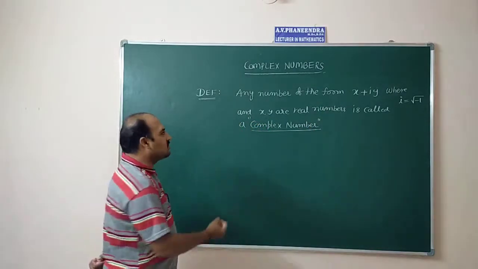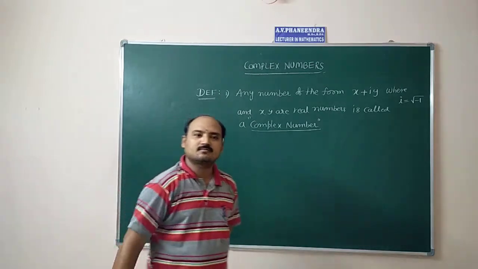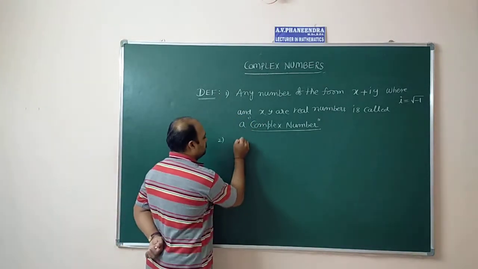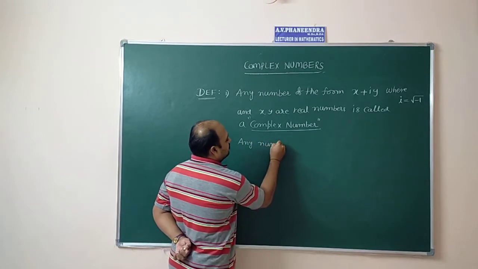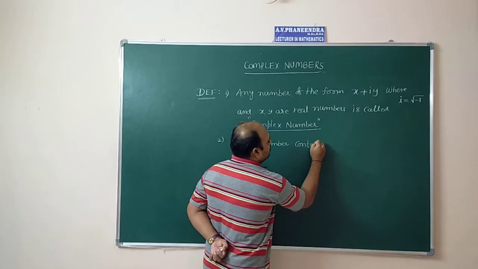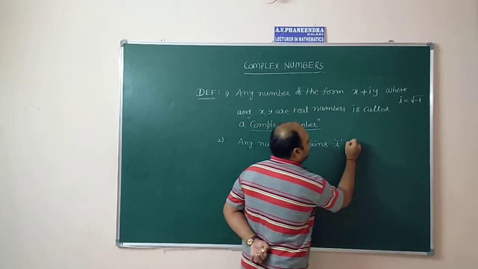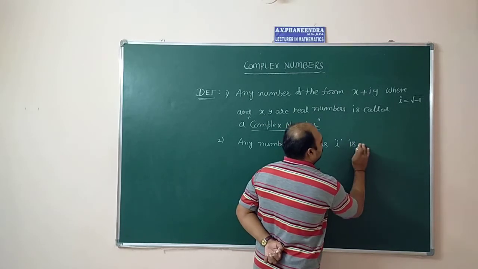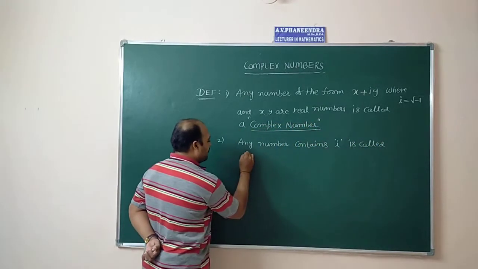In other words, we can give a simple definition: any number that contains i is called a complex number.